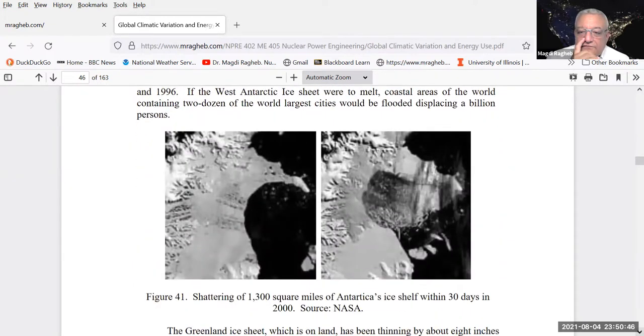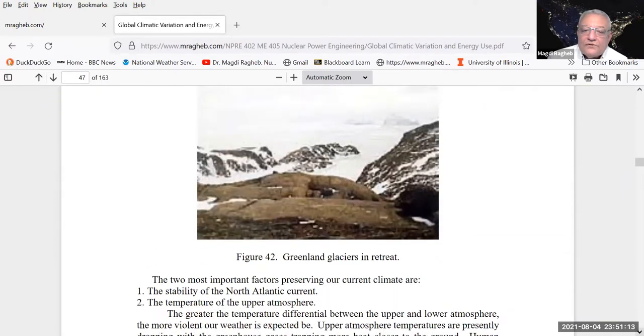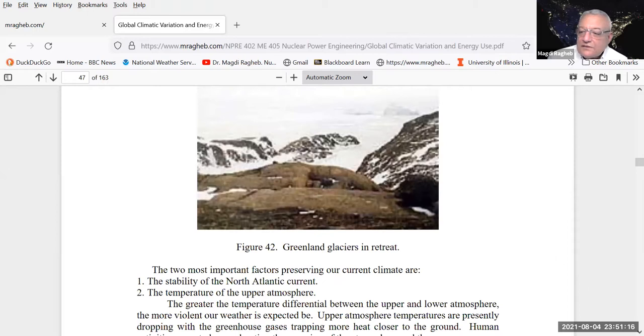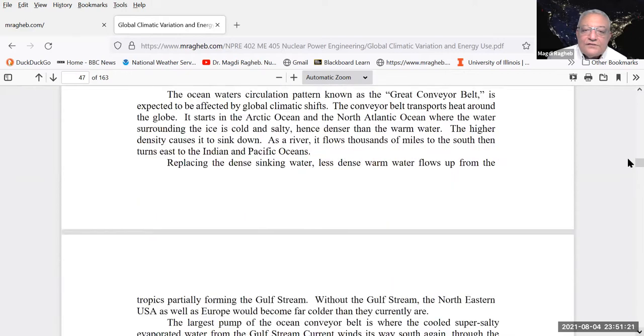This is another picture of Antarctica. Antarctica supposedly is losing its ice shelf. This is the land of Antarctica, but the ice is surrounding it and flowing towards the ocean. And that happened in 2000. 1,300 square miles of that ice shelf has simply disappeared. Some people attribute it to the change in the temperature of the Earth. So the glaciers in Iceland definitely are retreating in general.